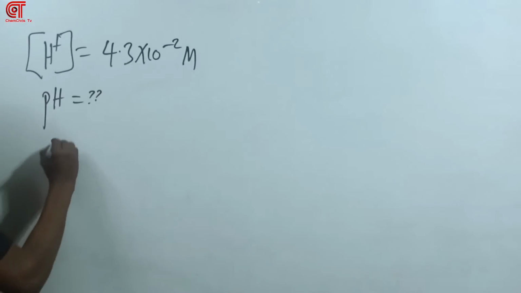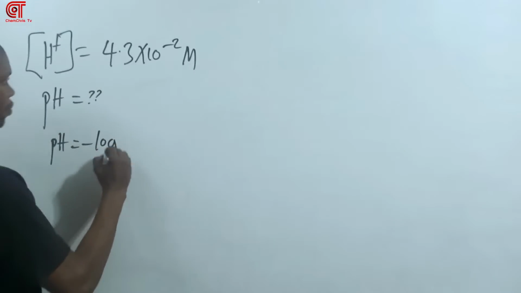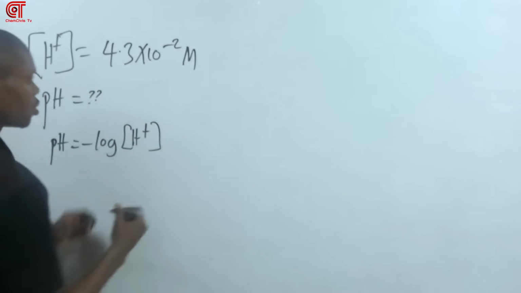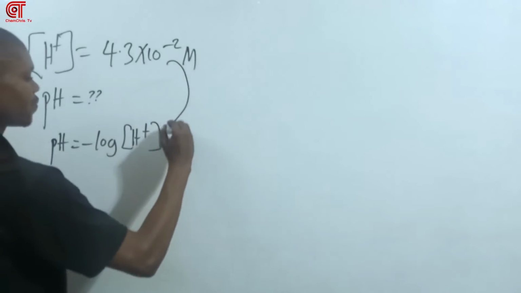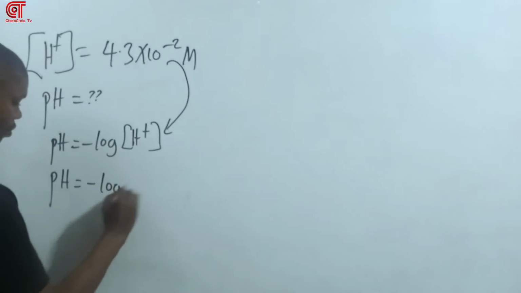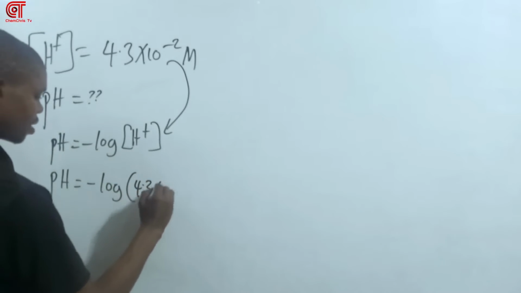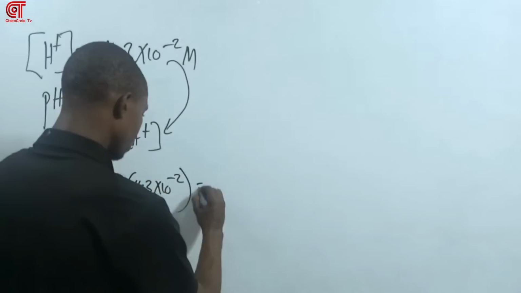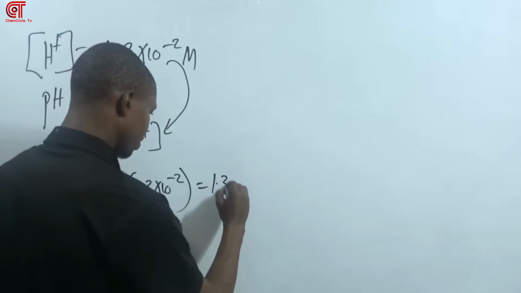So we have pH equals minus log H plus. What you want to do is to input this value and punch your calculator. Here we have pH equals minus log 4.3 times 10 to the minus 2, which is 1.37.